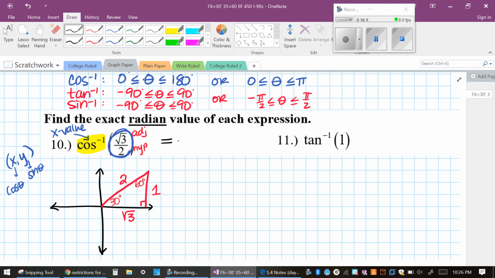Okay, so the angle is 30 degrees. However, they want the answer in radians. So 30 degrees is equivalent to pi over 6.